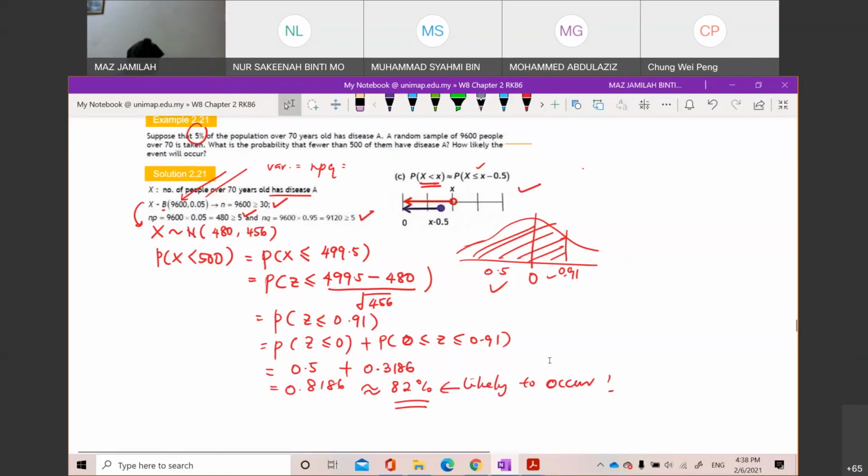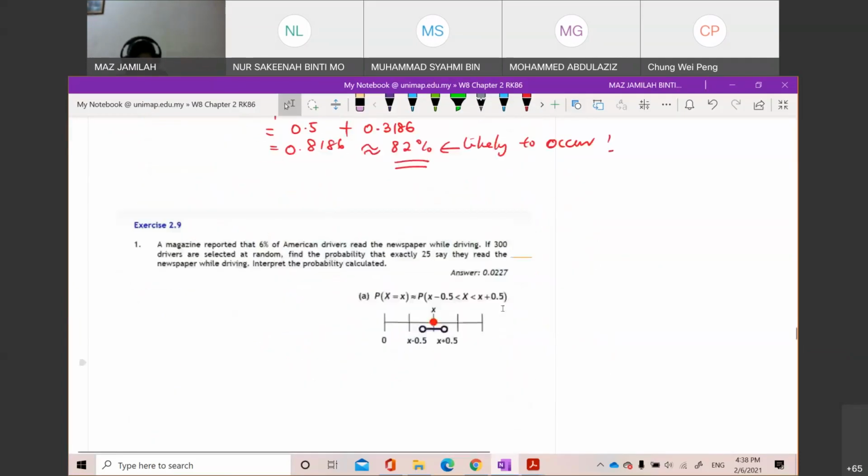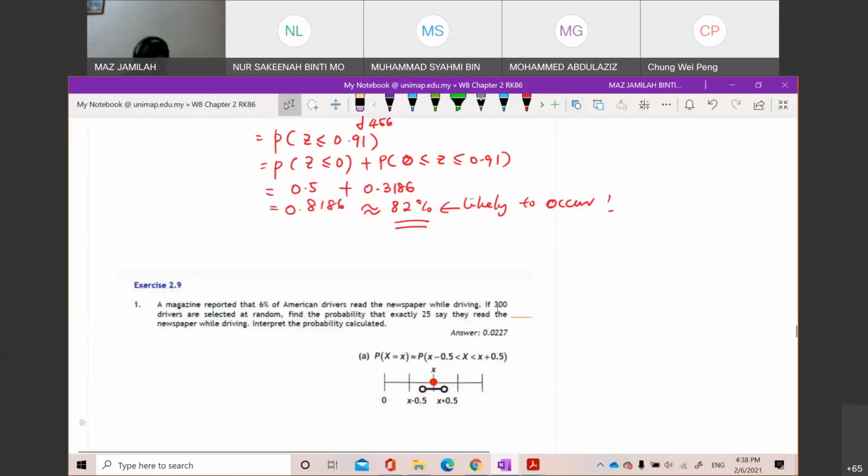Okay, any questions, class, for the example? No questions? Okay, if no questions, I proceed with the exercise. Now, exercise 2.9, that is on page 56. A magazine reported that 6% of American drivers, so in your case, Malaysian drivers, read the newspaper while driving. If 300 drivers are selected at random, find the probability that exactly 25 say they read the newspaper while driving. Interpret the probability calculated.